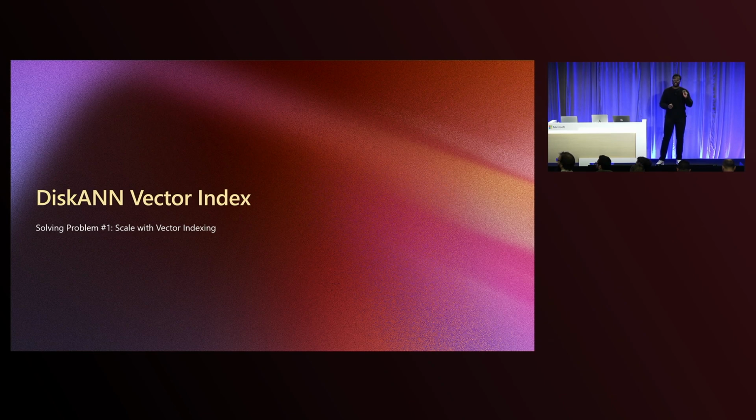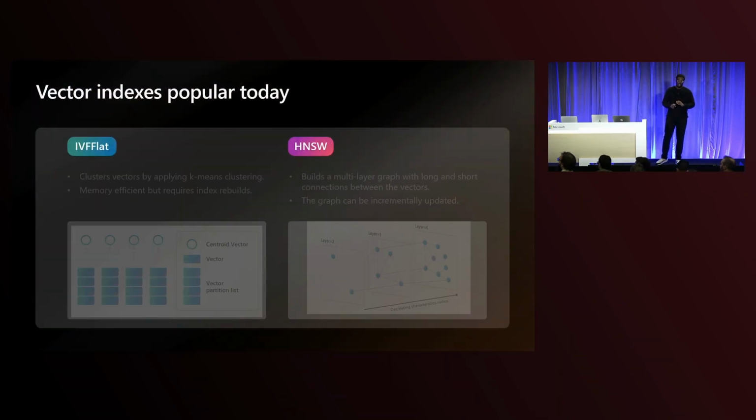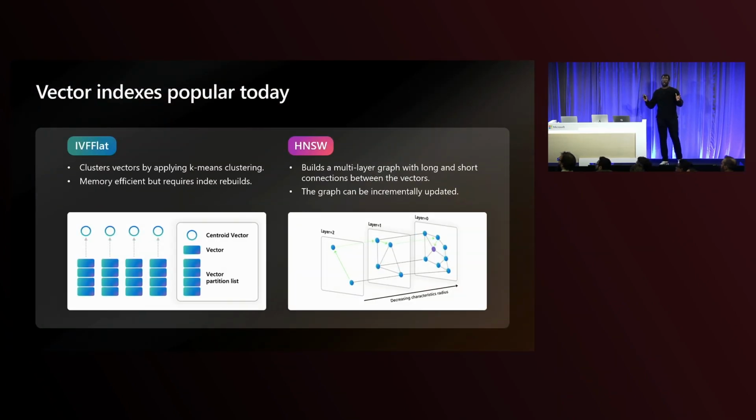The first one is, how do we solve the scale problem with our vector index on Postgres? Today, in the market, if you're using Postgres, there are 2 major vector indexes offered. One being IVF flat, and the second being HNSW. IVF flat builds a k-means cluster, and it's super memory efficient for searching. But the problem with IVF flat is anytime you add new information in, you have to reindex. So that could be a problem if you're in production. If you're using HNSW, it's super great, a very fast algorithm.